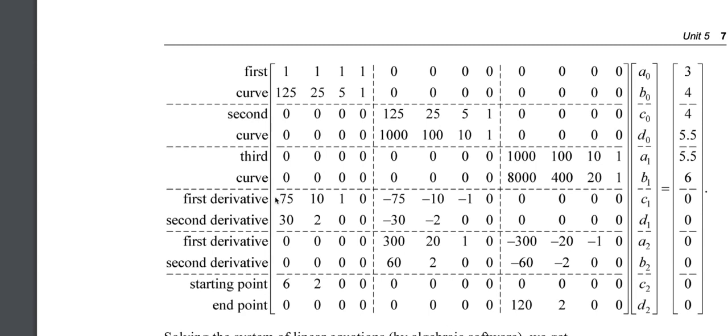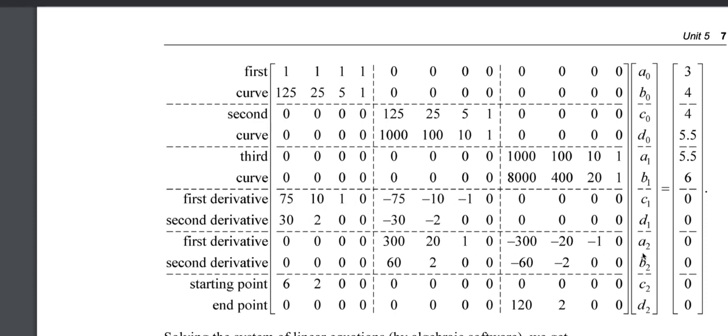And then we handle the first derivative should be equal for the 5 and 10. Second derivative, which we equal at 5 and 10. Lastly, at the starting point, the second derivative has to be 0. Ending point, the second derivative has to be 0. That's why we have totally a 12 times 12 matrix here.